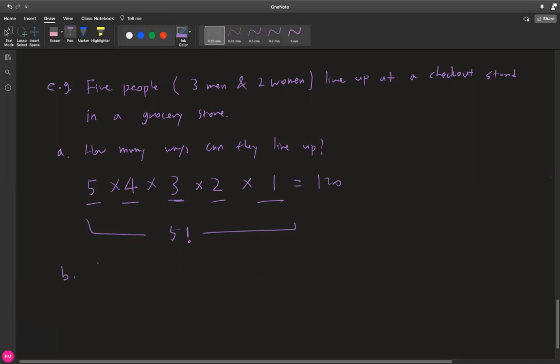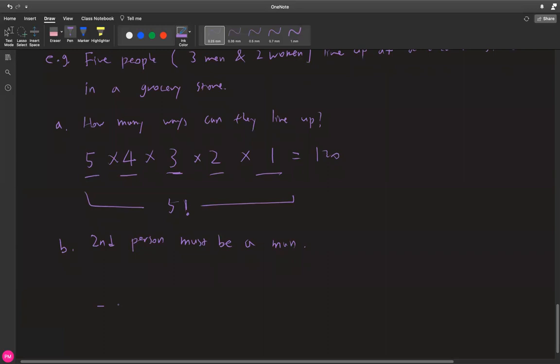Then how about in the same scenario, in how many ways can they line up if the second person must be a man? So let's actually draw the diagram again. So we have 1, 2, 3, 4, 5 different places. And we know that the second has to be a man.